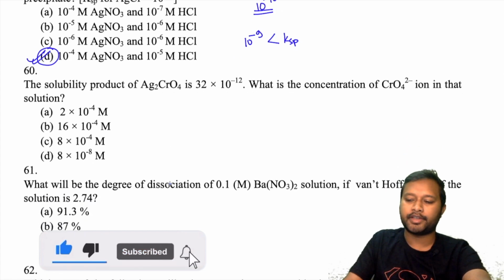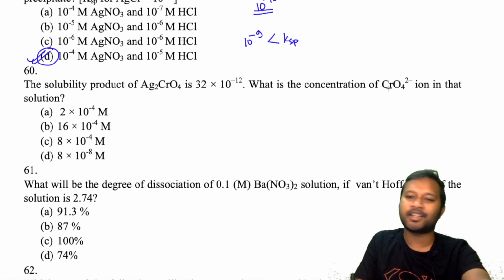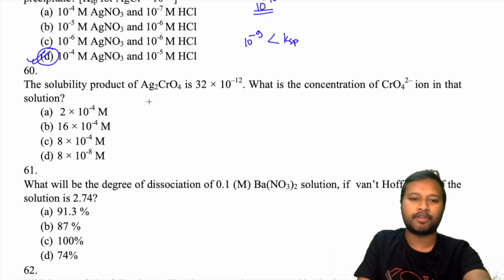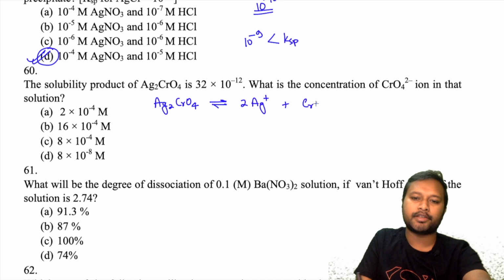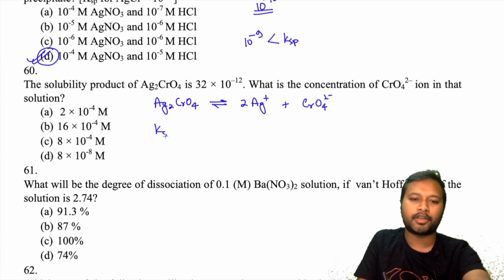Okay, the next question says that the solubility product of Ag2CrO4 is given to you. What is the concentration of CrO4 2 minus? This was a very good question. The question will be done in this way. You have Ag2CrO4. It is going to break into 2 moles of silver ions plus a CrO4 2 minus ion. Now what you have to do is find out KSP. KSP will be the product of the concentrations of both of them.